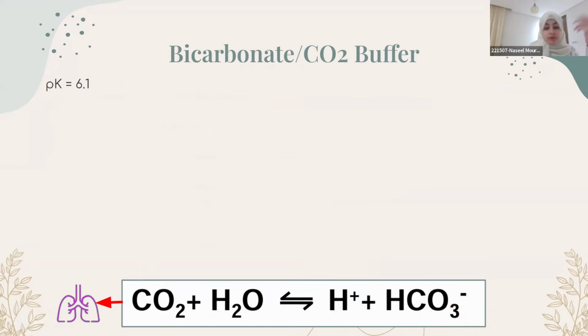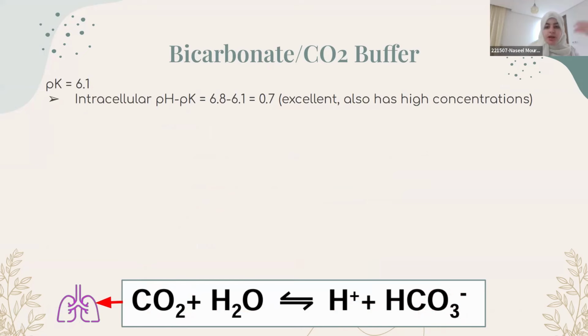Don't ask me where I got this value from. I have no idea. Okay, now let's check the pH-pK difference both intracellularly and extracellularly. Okay? All right. So the pH intracellularly is 6.8, and we said the pK of the system is 6.1. The difference is 0.7. So this means that it is an excellent buffer inside the cells. Okay? And it also has high concentrations inside the cells.